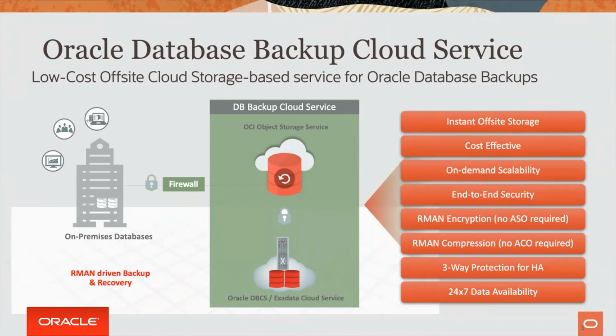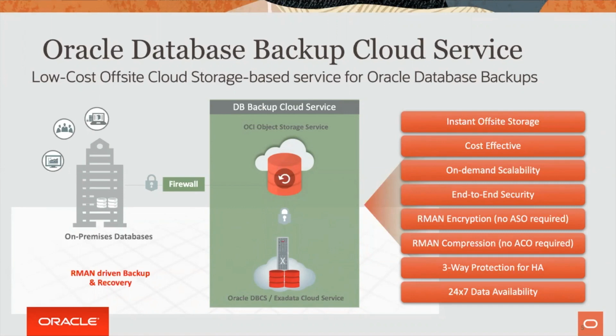The database backup cloud service subscription includes the ability to use encryption and compression with RMAN that usually require some database options license, like the Advanced Security option to use RMAN encryption, or the Advanced Compression option to use RMAN advanced compression. So with the database backup cloud service subscription, those options are not needed. You can still use them, and it's protected by the object storage service, always available, with 3 copies.